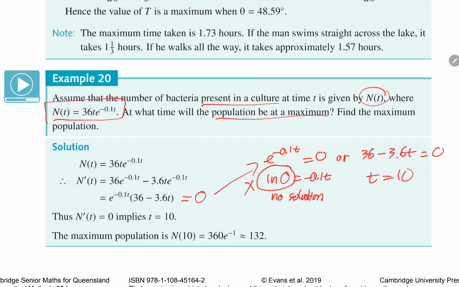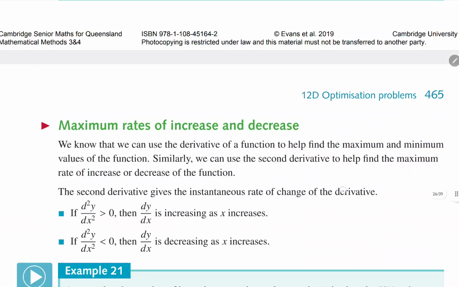Pretty simple. So 36 minus 36 equals to 0. So you get like 3.6t equals 36. And then t would be 36 divided by 3.6, which is 10. And then you substitute it, you get the maximum population done. So that question, not too hard.